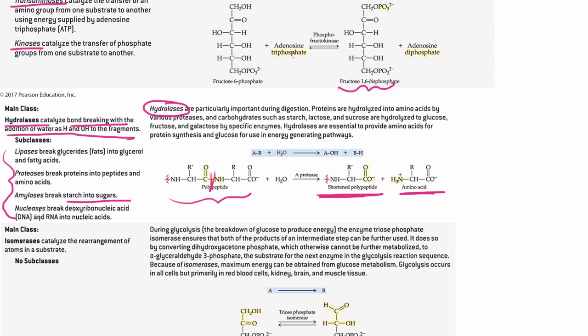We know about the starch amylose. And nucleases break down nucleic acids, DNA and RNA, into nucleotides. The next class is an isomerase, and this catalyzes the rearrangement of atoms in a substrate.